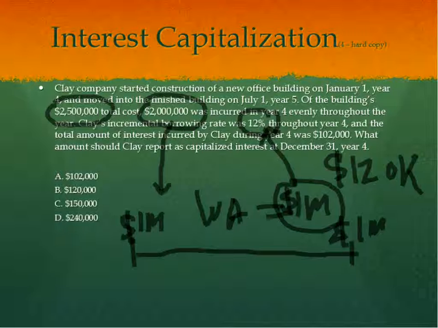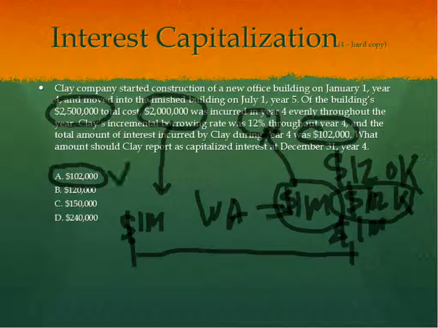But the idea is that the total amount of interest incurred by Clay in year 4, the actual was 102. So we take the lesser of 102 and 120, because the debt that they actually had outstanding at the time is different. So their expense was less. So the lesser is actually 102. So that's the correct answer. You always take the lesser of the avoidable and the actual, right?